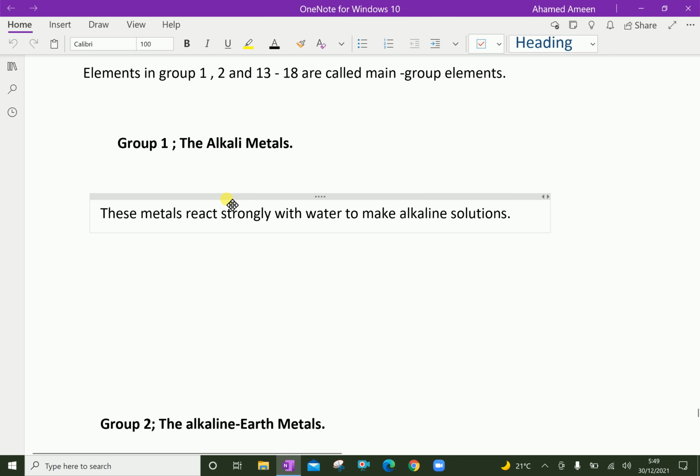Elements in group 1 are alkali metals. Alkali metals are so named because they are metals that react with water to make an alkaline solution. For example, potassium reacts vigorously with cold water to form hydrogen gas and the compound potassium hydroxide.